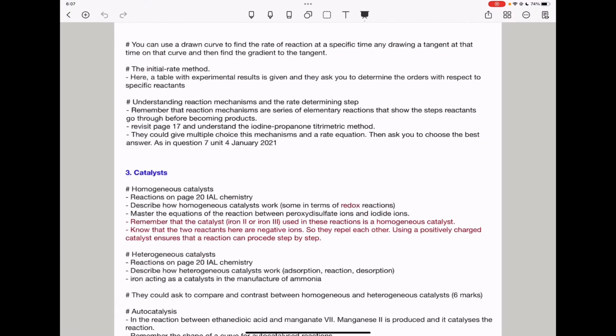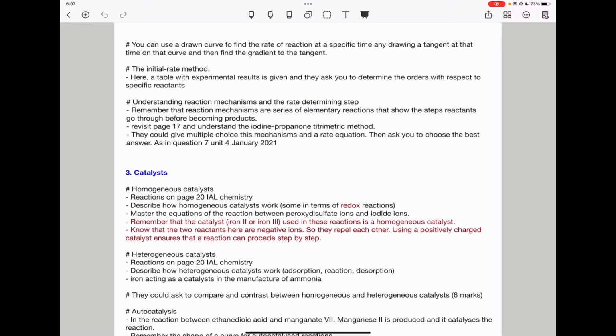So let's continue. They can also ask you to find the rate of reaction at a specific time. So to do this, you need to draw a tangent at that specific time and find the gradient of that tangent. That gradient will be corresponding to the rate of reaction at that specific time.